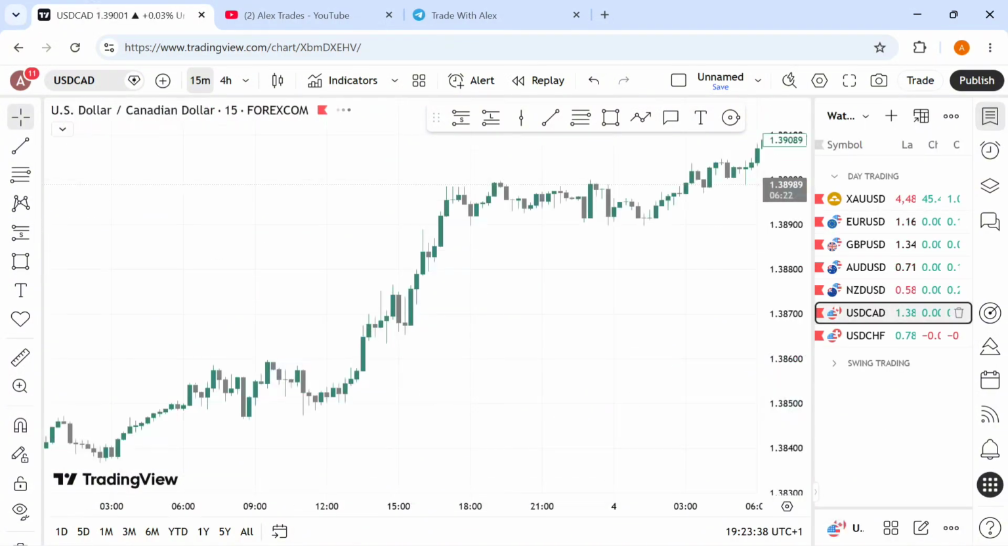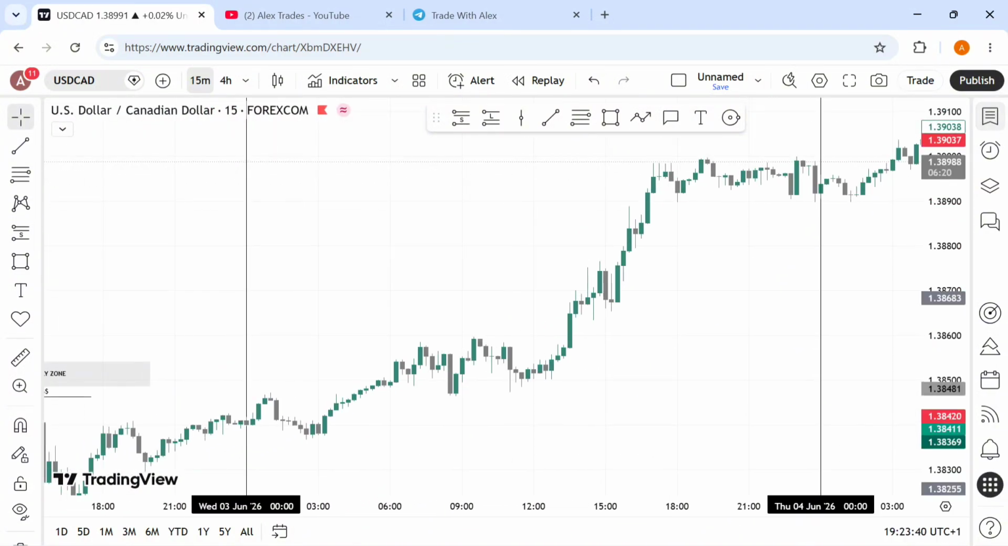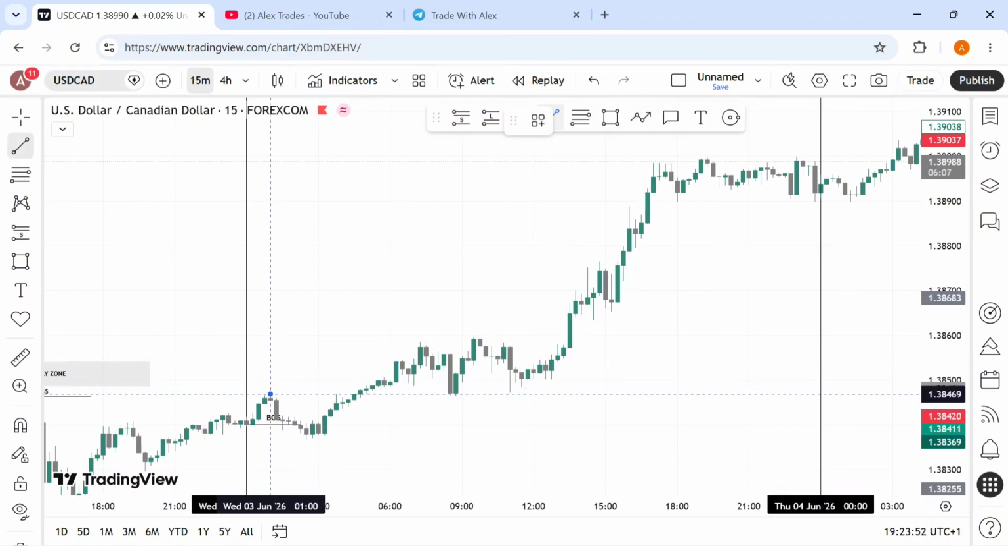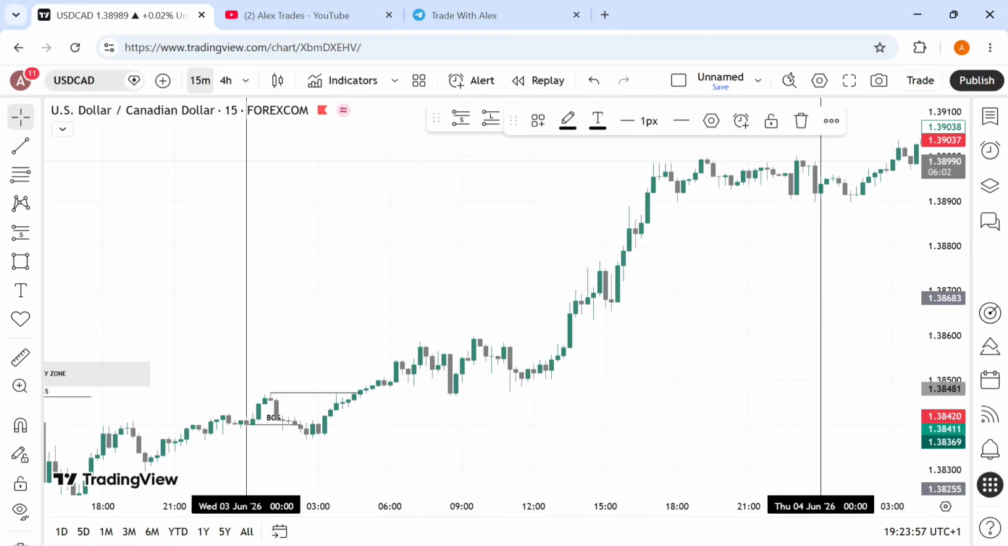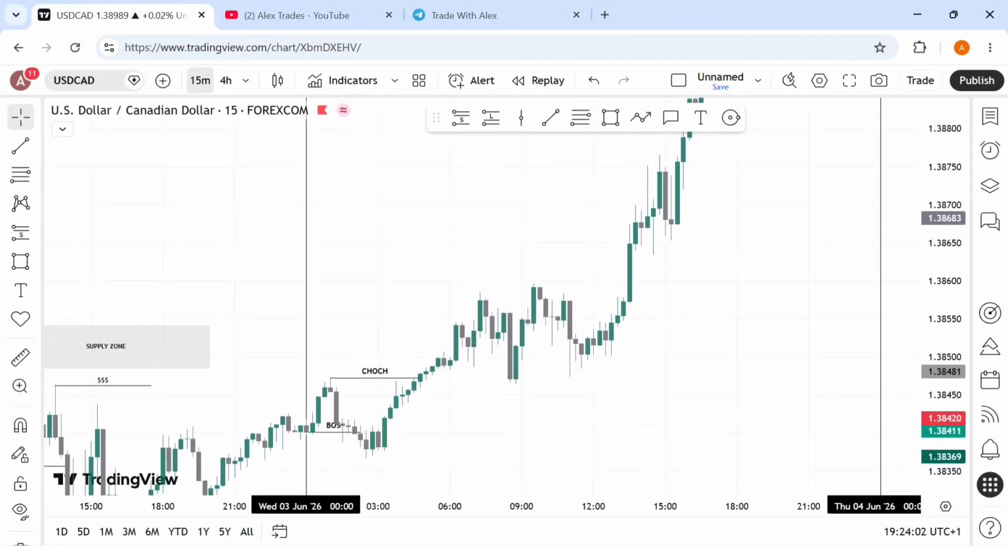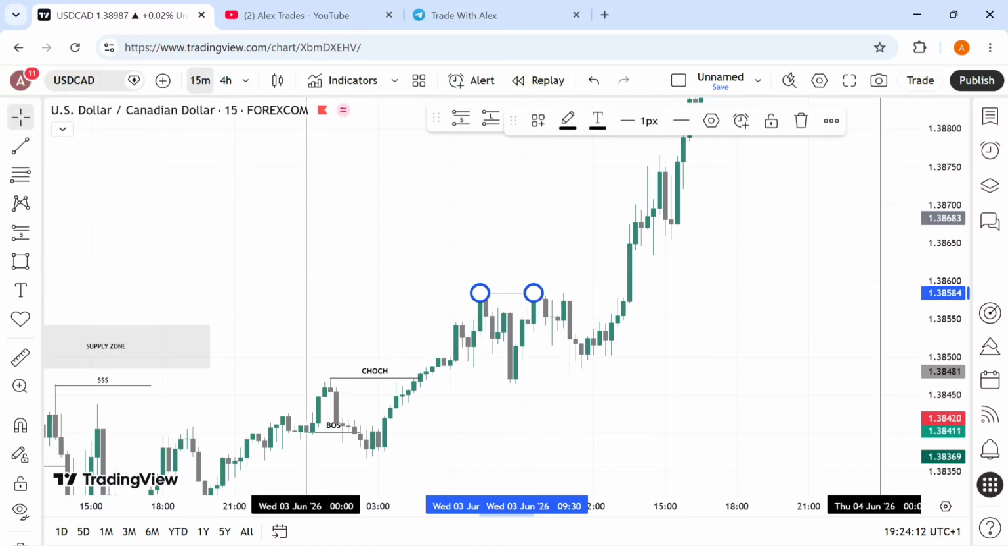So now moving to USD CAD. This is USD CAD. First of all, it had a break of structure before changing character to the upside. After that change of character, we won't mark this as anything because it's too small. What we'll do is, this is the new break of structure.